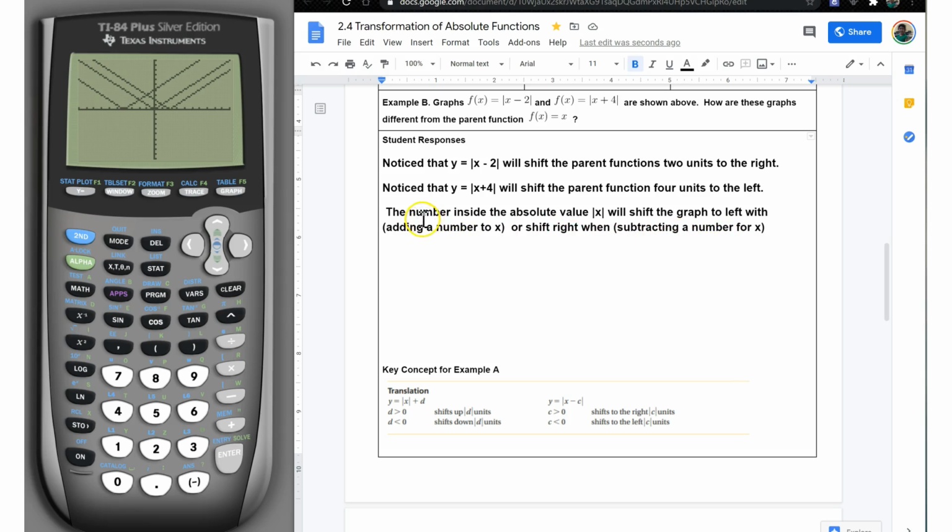So just to repeat, the number inside the absolute value of x, for example, you have a minus 2, that's going to shift it to the right, and that plus 4 is going to shift it to the left. Now, if it's outside, it's going to shift it down or shift it up. That is a common mistake by students.